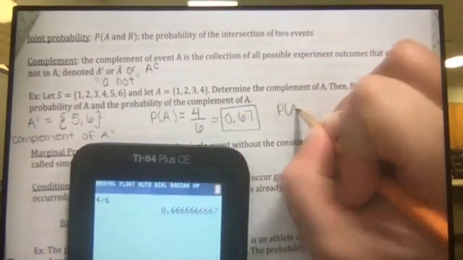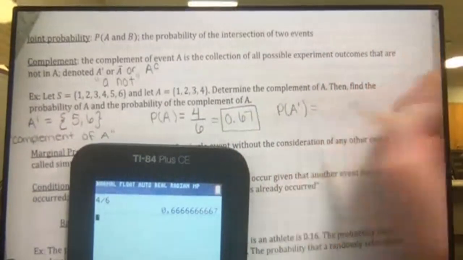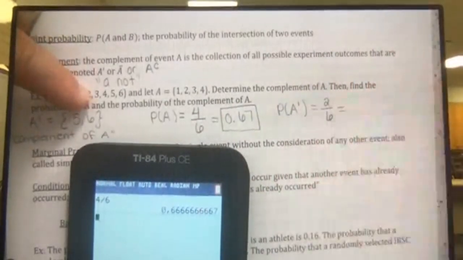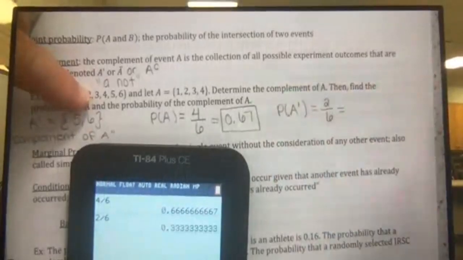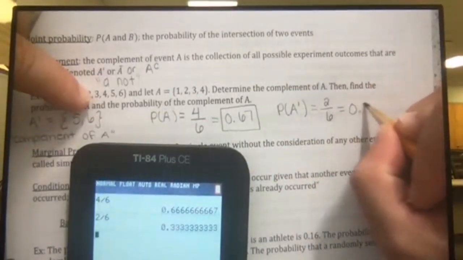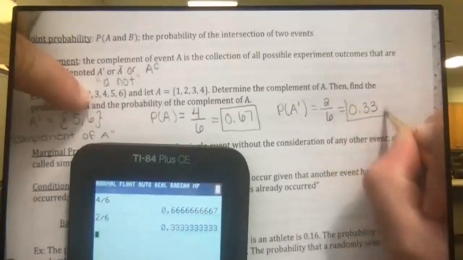And the probability of the complement of A, I have 2 options out of my 6 total. So 2 out of 6 would give me 0.333, which is 0.33.